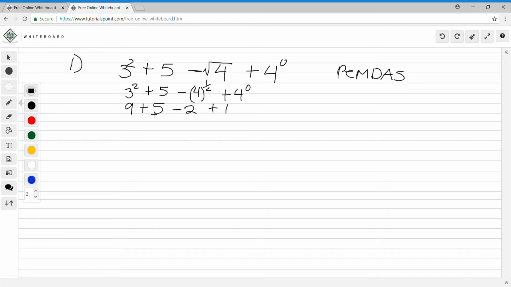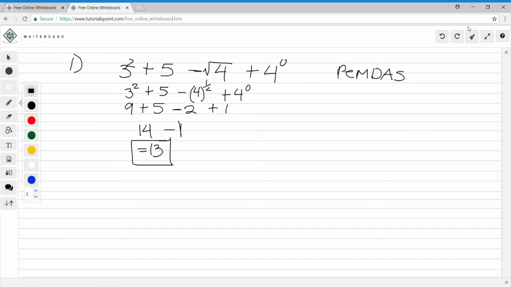So 9 plus 5 is 10, 11, 12, 13, 14. And then minus 2 plus 1 is minus 1. So 14 minus 1 is 13. So that's how you should get just regular 13.